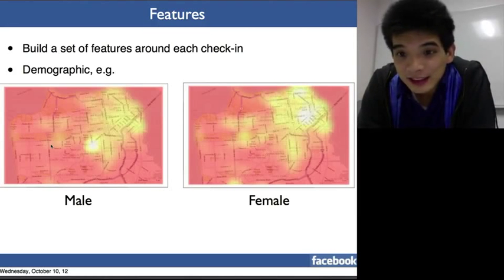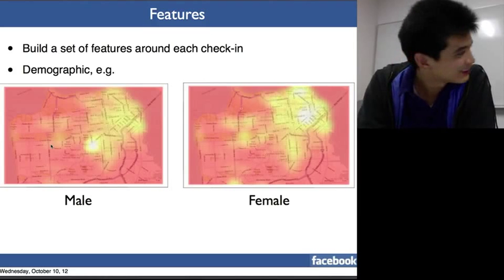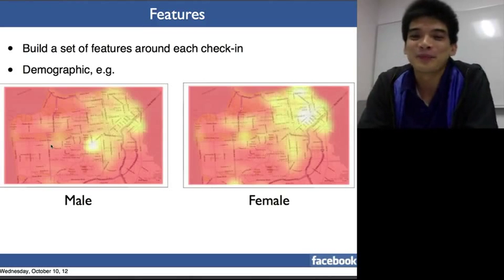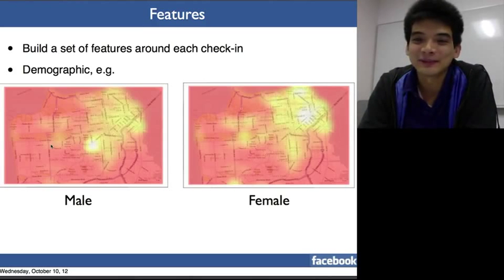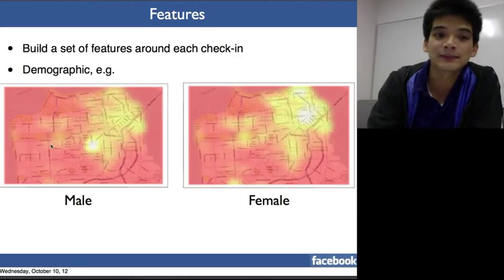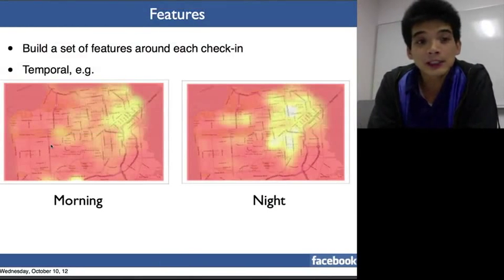the financial district. Do you know what that neighborhood is? North Beach, I think, where a lot of the clubs are, and therefore it's pretty striking how different males and females use Facebook Places. There's also temporal features.